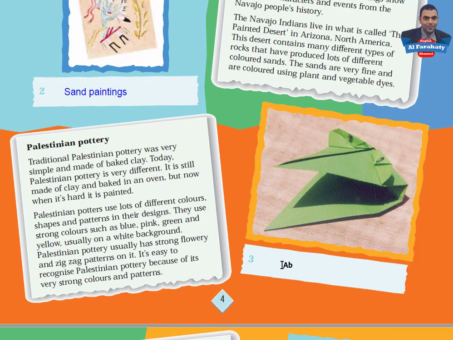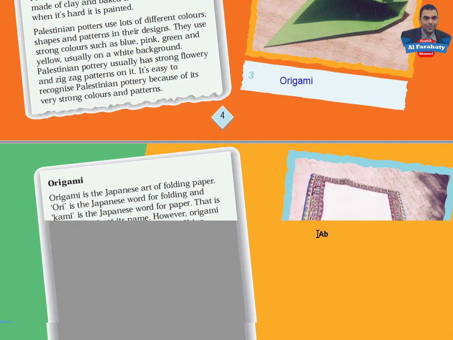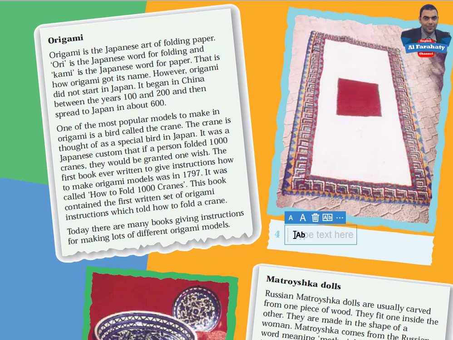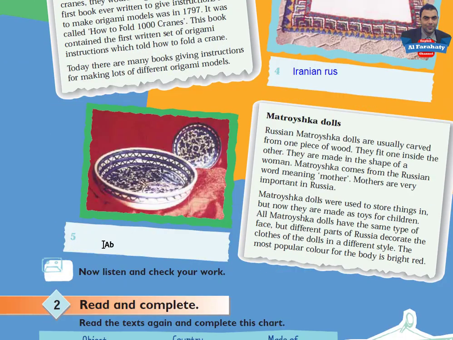Okay, what's number 3? Yes, excellent. Origami. Yes. What's number 4? It's Iranian rugs. So what's number 5? Yes, Palestinian pottery.